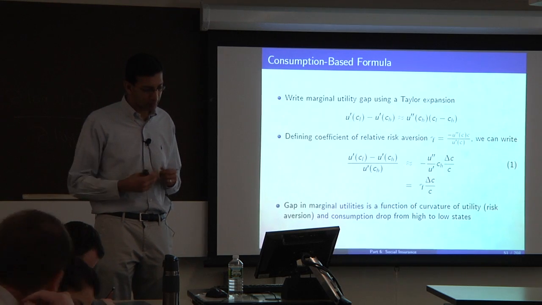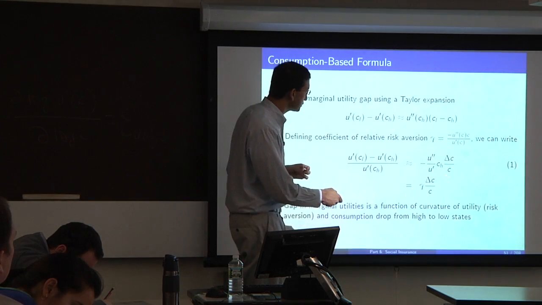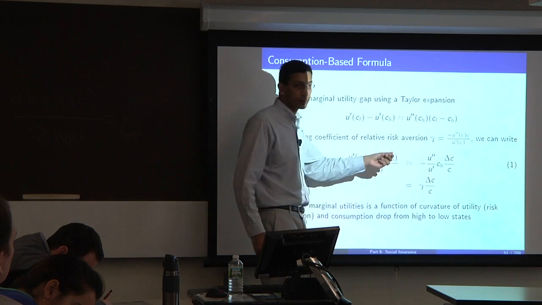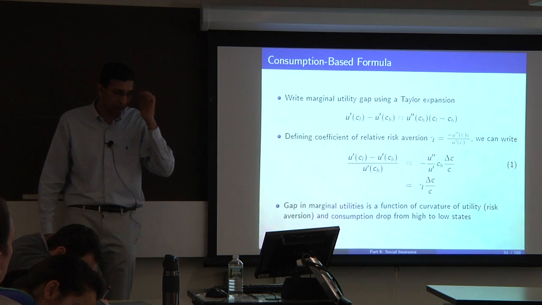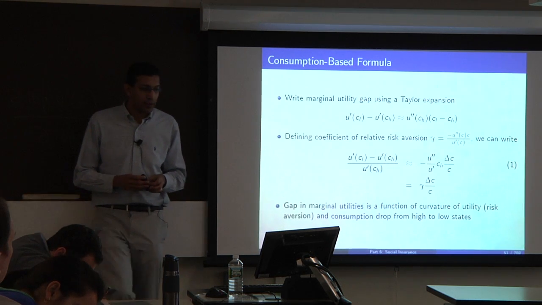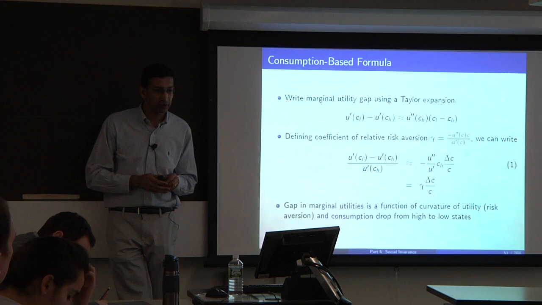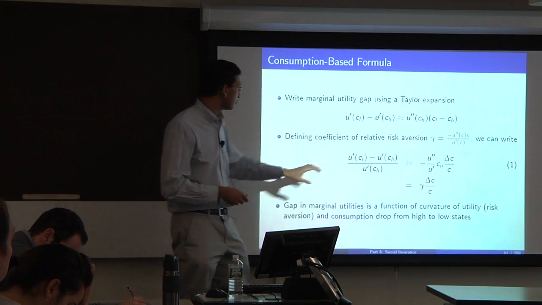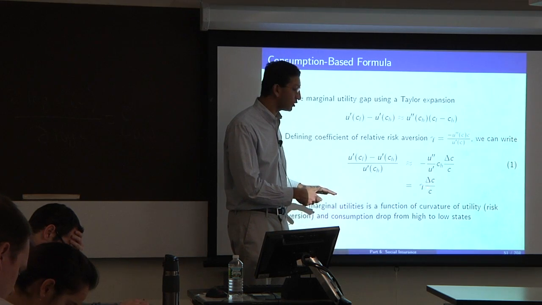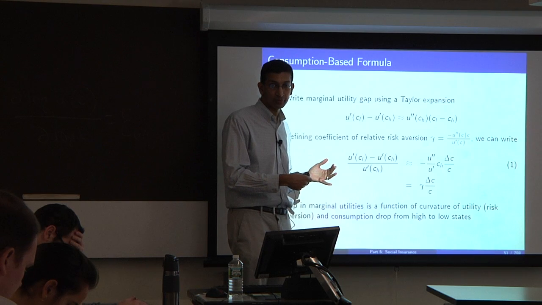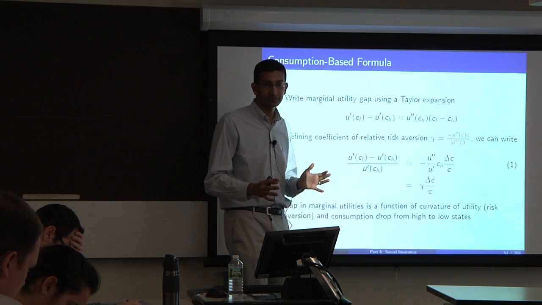And so then coming back to the point of where you evaluate this Taylor approximation, you want to measure this percentage drop as a percentage of consumption in the high state, given the way that this has been derived. And so with that notation, the important thing to focus on here is that I can write the gap in marginal utilities as being a function of the curvature of the utility function and the size of the consumption drop between the low and the high states.